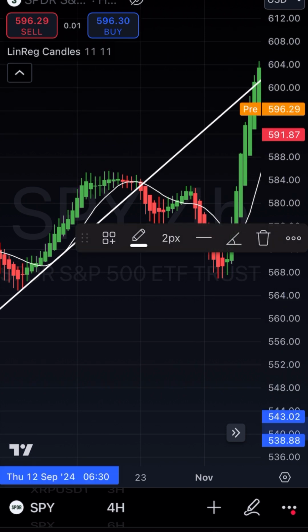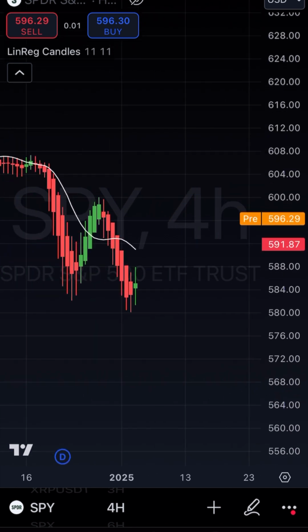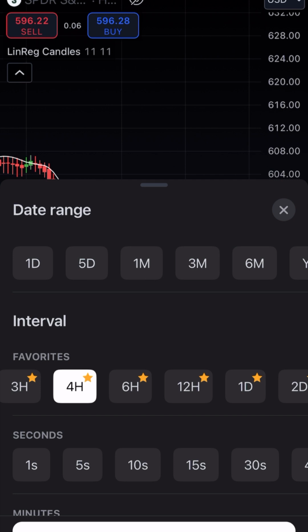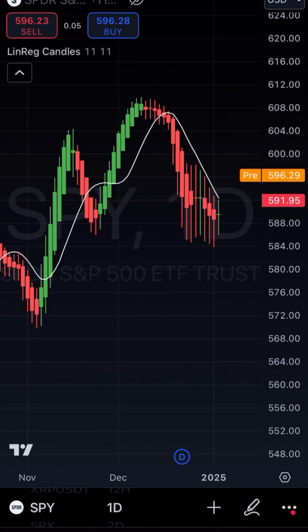Real quickly, I want to do this on the day chart. So this strategy is really used for a lot of the longer time frames. You can use smaller time frames if you want, but I would probably do this strategy on a longer time frame. So let's look at the day real quick. It does the same thing.